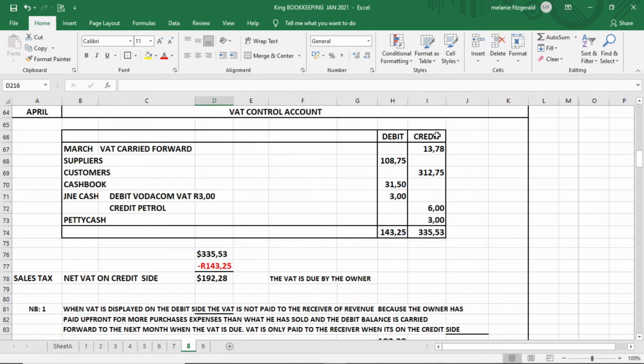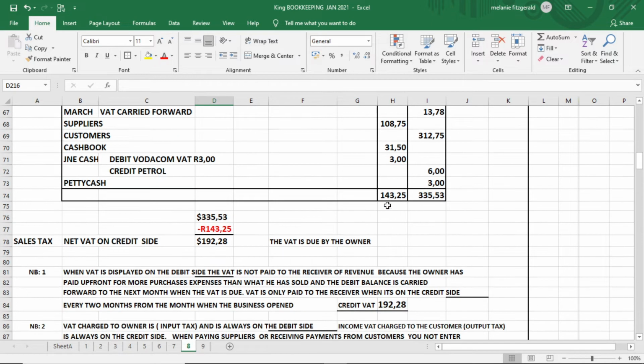We add up all those totals, and we get to $143.25 on the debit side and $335.53 on the credit side. We take away the debit side from the credit side. It gives us a sales tax net VAT on the credit side of $192.28. This is VAT that is due by the owner. So if it's on the credit side, it is due. The owner owes this VAT. If it's on the debit side, there's no VAT owed.